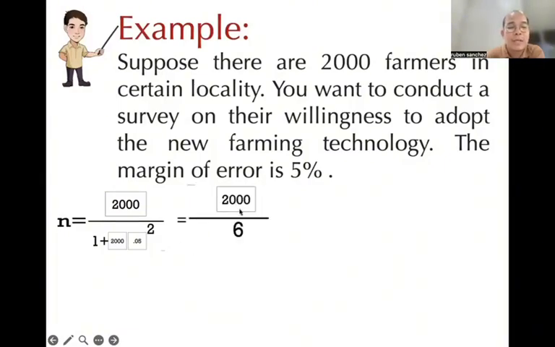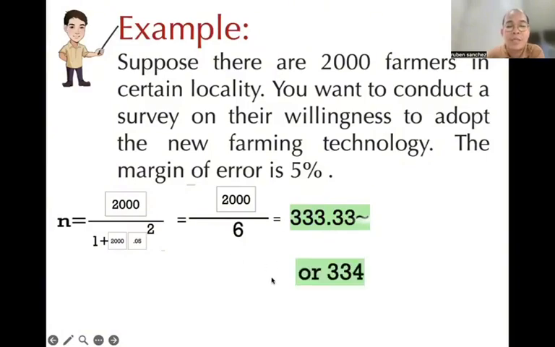Then you have 2000 divided by 1 plus 0.05 squared, multiplied by 2000. That equals 6. Then 2000 divided by 6, class, is 333.33. Again, we will not apply the usual rules in rounding off in the determination of a minimum number of sample respondents. Automatically, regardless of the decimal value, class, round to the next full number. So it will be 334 sample respondents.